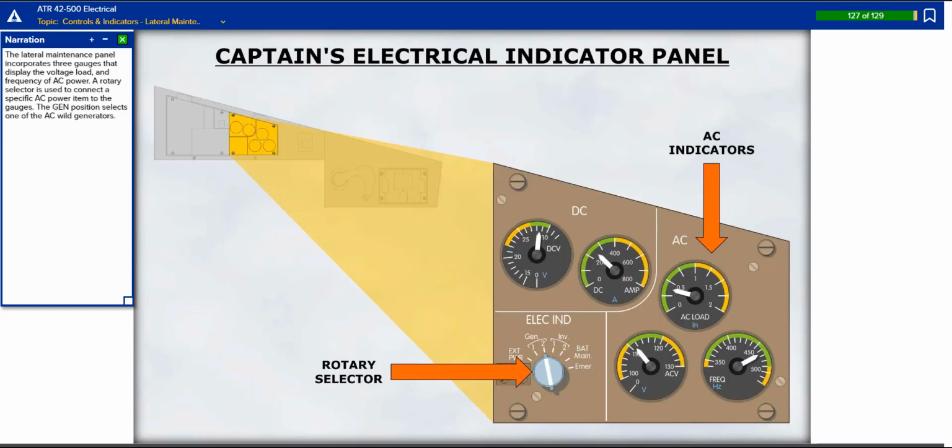The lateral maintenance panel incorporates 3 gauges that display the voltage, load, and frequency of AC power. A rotary selector is used to connect a specific AC power item to the gauges. The generator position selects one of the AC Wild generators.